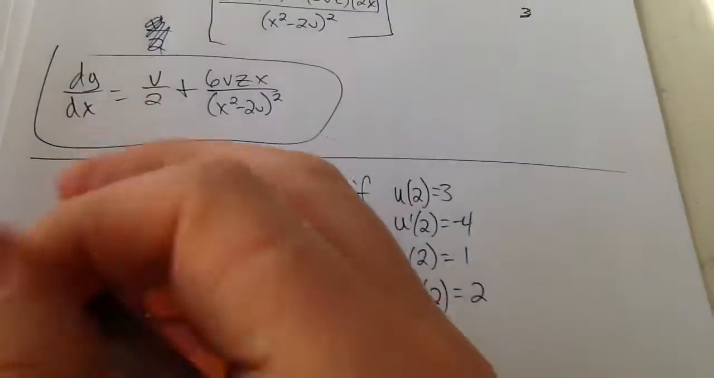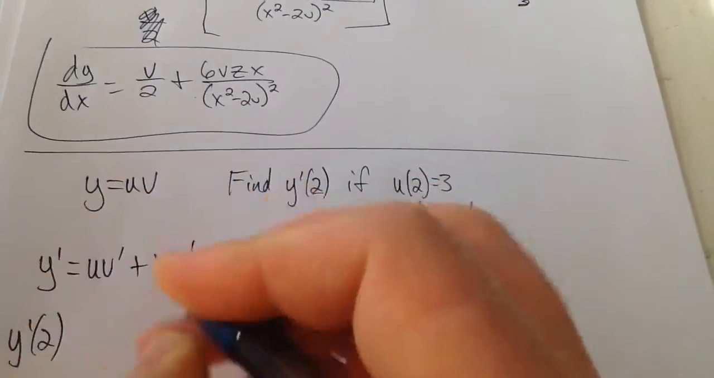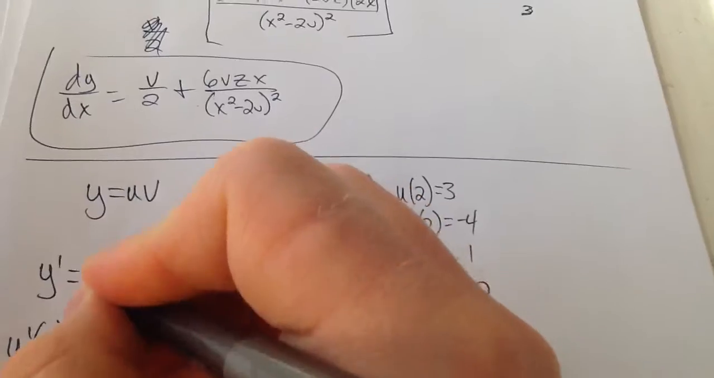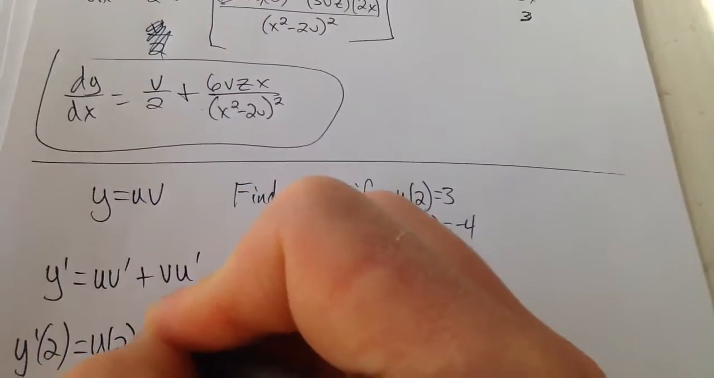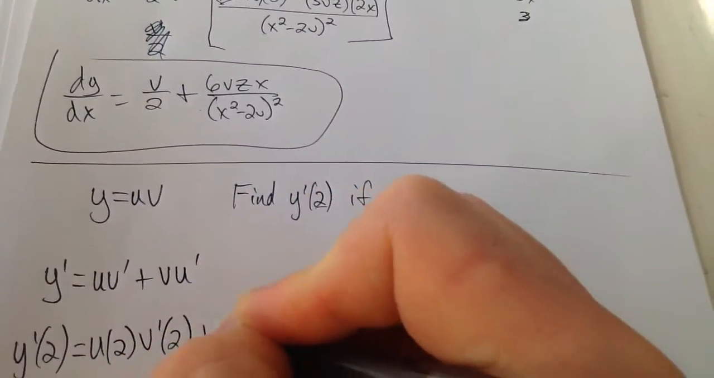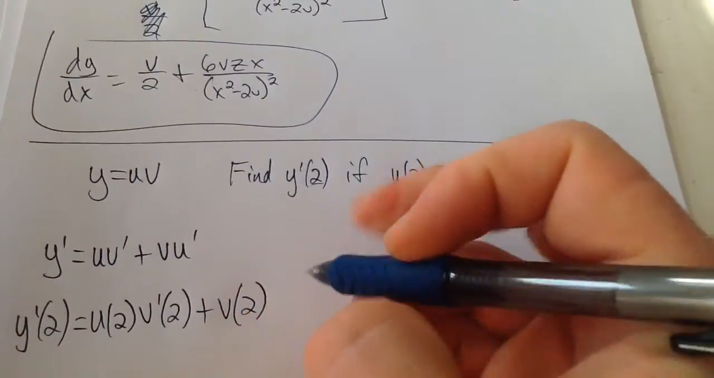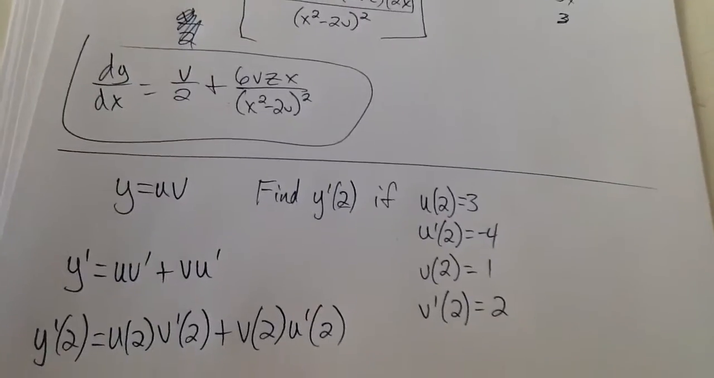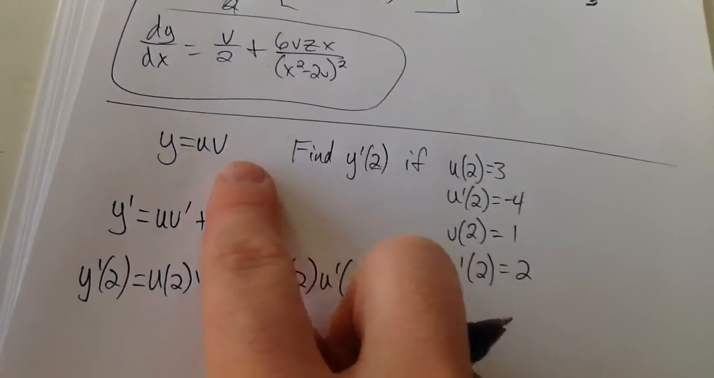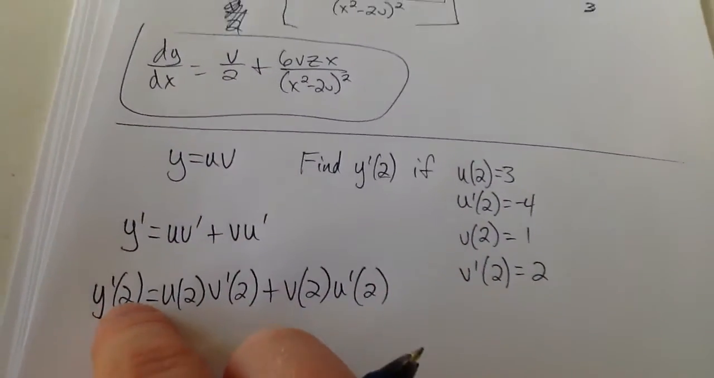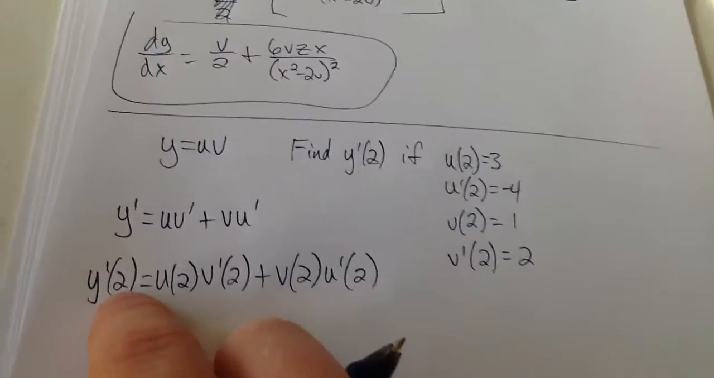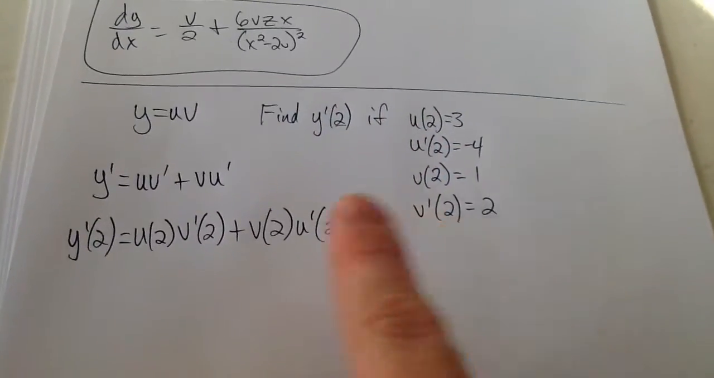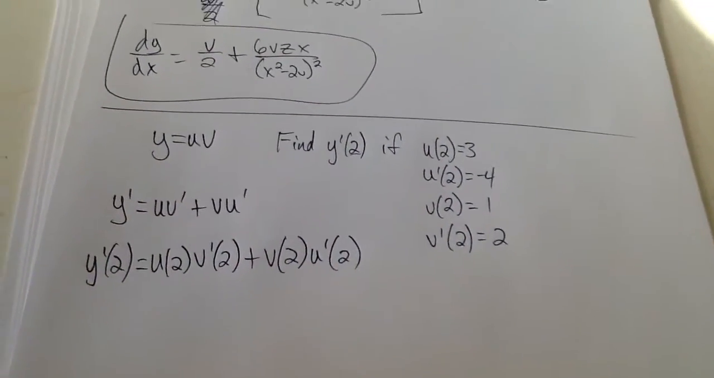Now if we want to do y prime of 2, all we have to do is put 2 in all of them. So u of 2 times v prime of 2 plus v of 2 and u prime of 2. So we just did the derivative of that. Now it's almost like plugging in 2 for x. But you might say, what x? Well, there isn't one, but they gave us all this information for a reason, so that we would know all of this stuff.